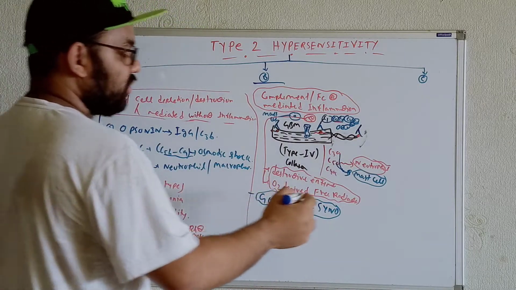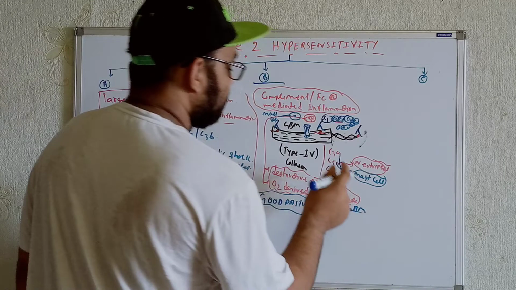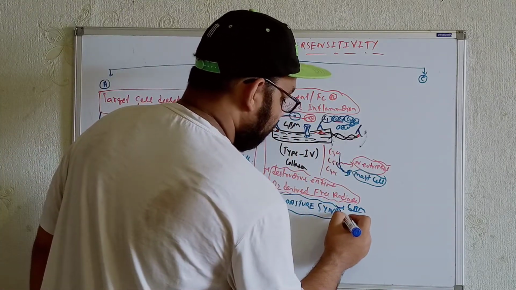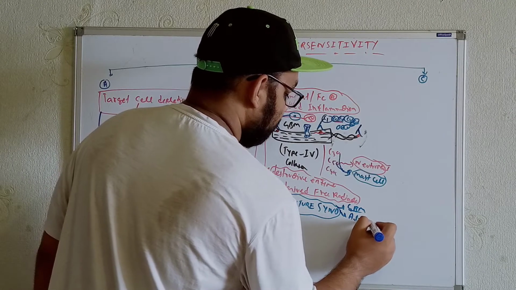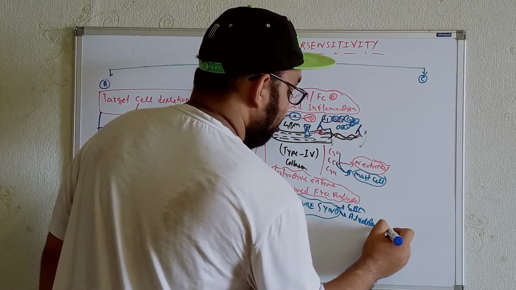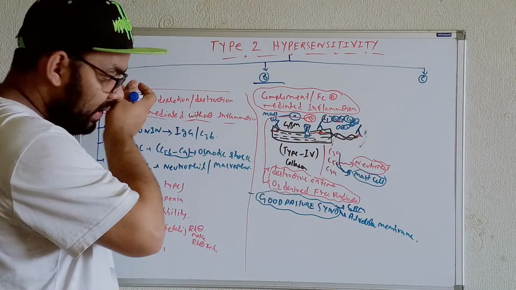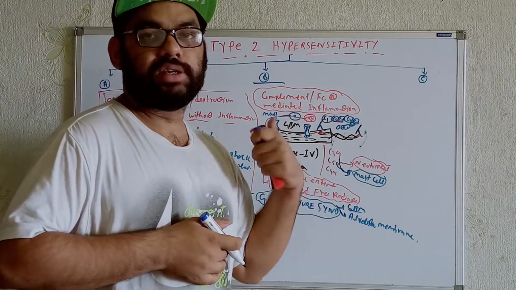In Goodpasture syndrome, we get the problem as far as the glomerular basement membrane is concerned. And this type of collagen we also get in terms of what? In terms of the alveolar membrane. The alveolar membrane will also be damaged, and there will also be inflammation.